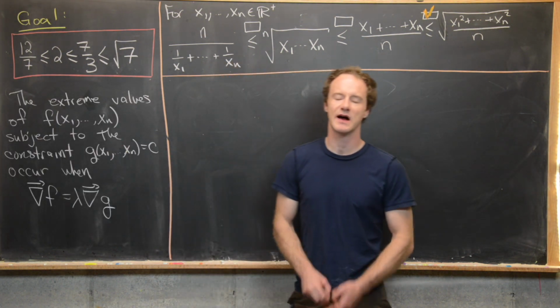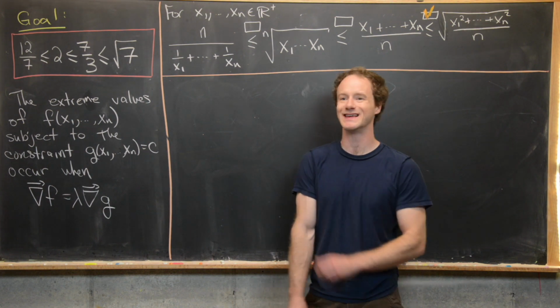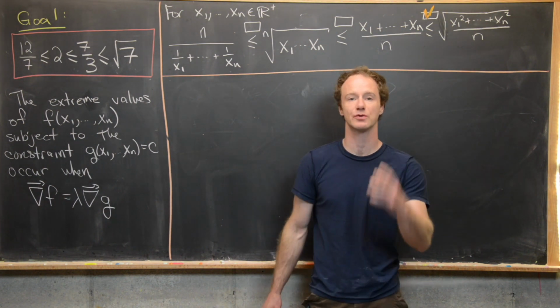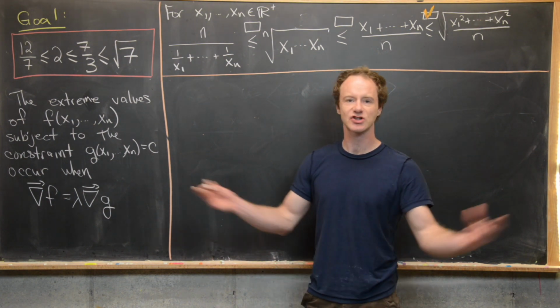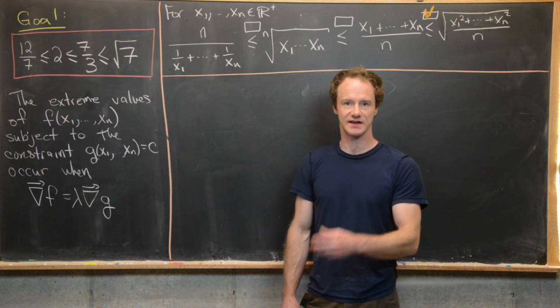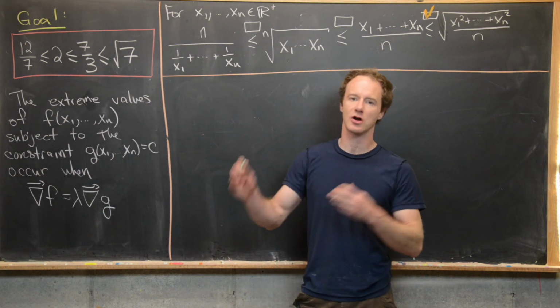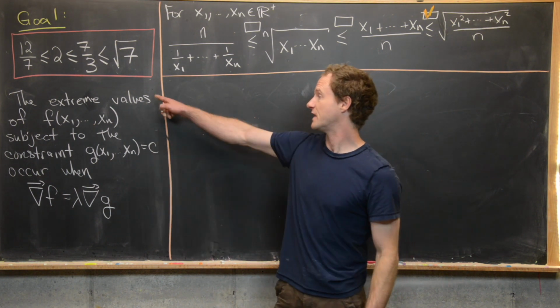So Lagrange multipliers allow us to find the maximum or minimum, in other words, the extreme values of a function with more than one variable subject to one constraint, or actually multiple constraints if we need. So the basic setup goes like this. We'll assume that f and g are nicely defined functions, like they're smoothly differentiable and stuff like that.